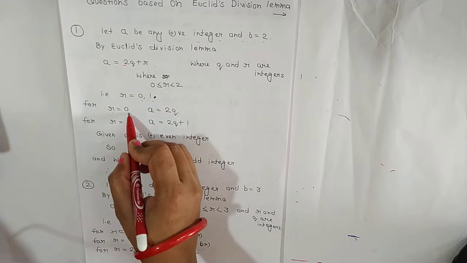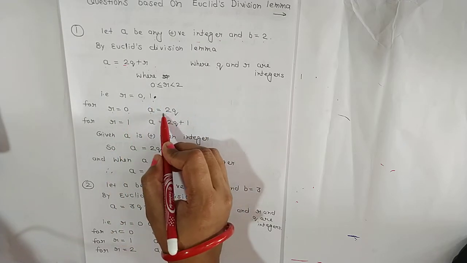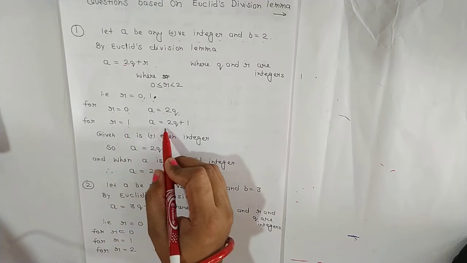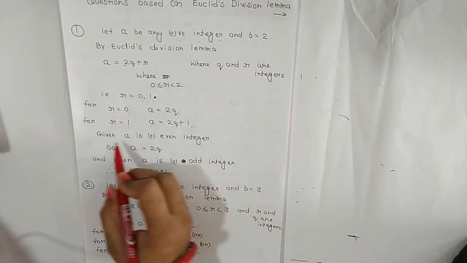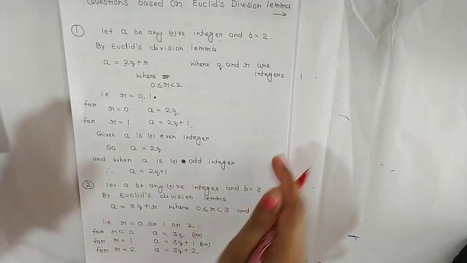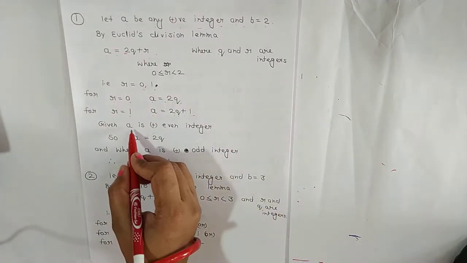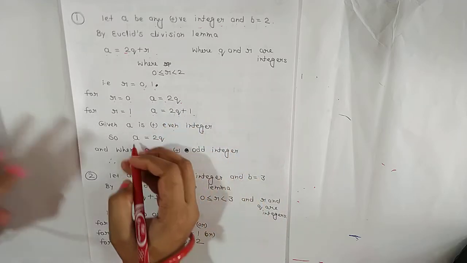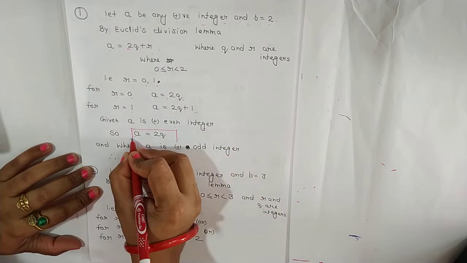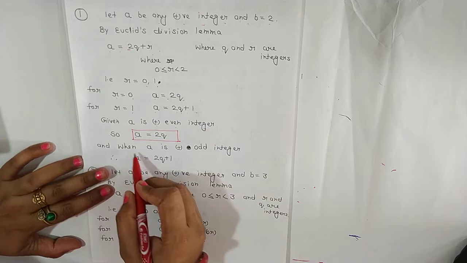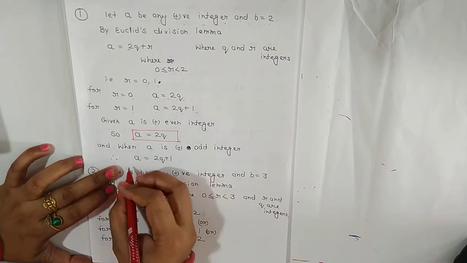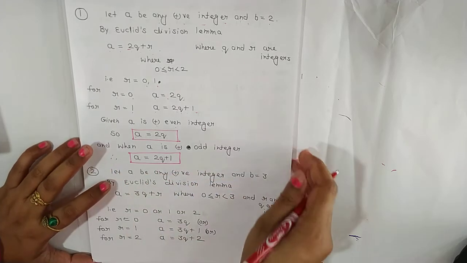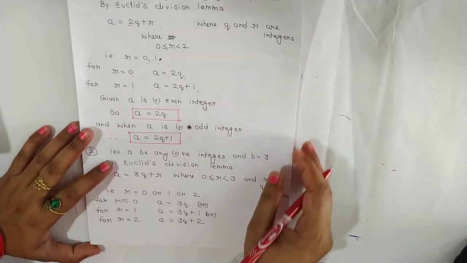When r is equal to 0, a is equal to 2q. When r is equal to 1, a is equal to 2q plus 1. Now here, when a is a positive even integer, a is equal to 2q. When a is a positive odd integer, the answer will be a is equal to 2q plus 1. Okay, move on to the second question.